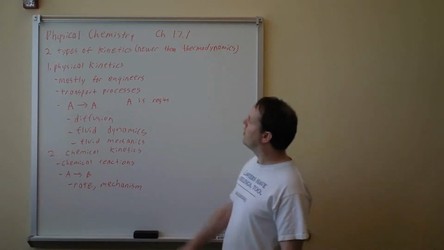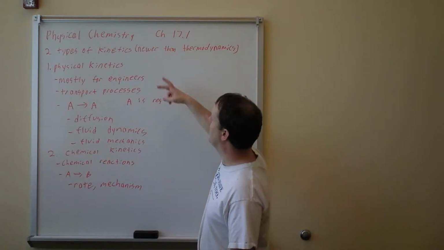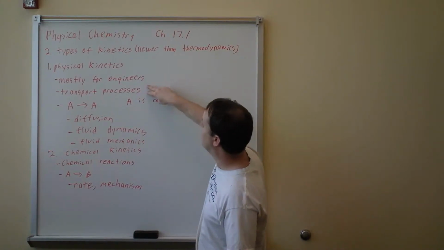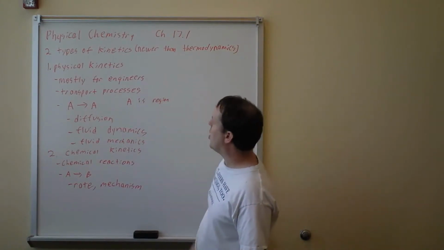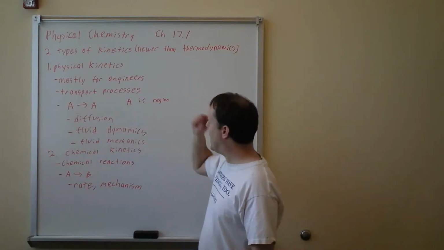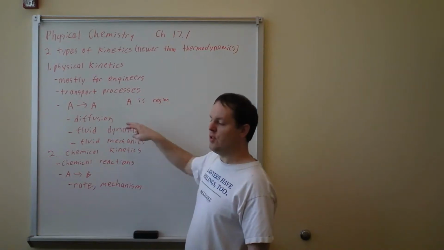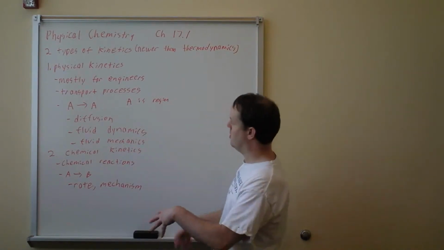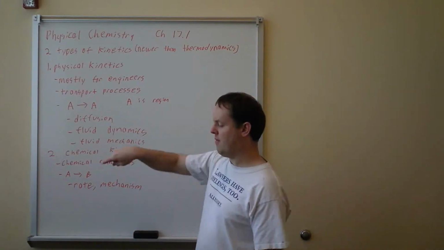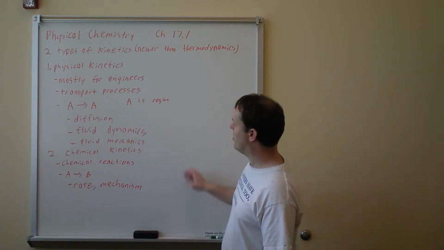Now, the first kind was physical kinetics. I say was because that's what chapter 16 is, which we're skipping, because that's mostly for engineers, and the target audience for this is chemists. So, transport processes. An example would be diffusion. Like, if you put two liquids together, how fast do they mix or whatever. Fluid dynamics, how fast do liquids move around, fluid mechanics, etc. So it's not really chemistry anyway.